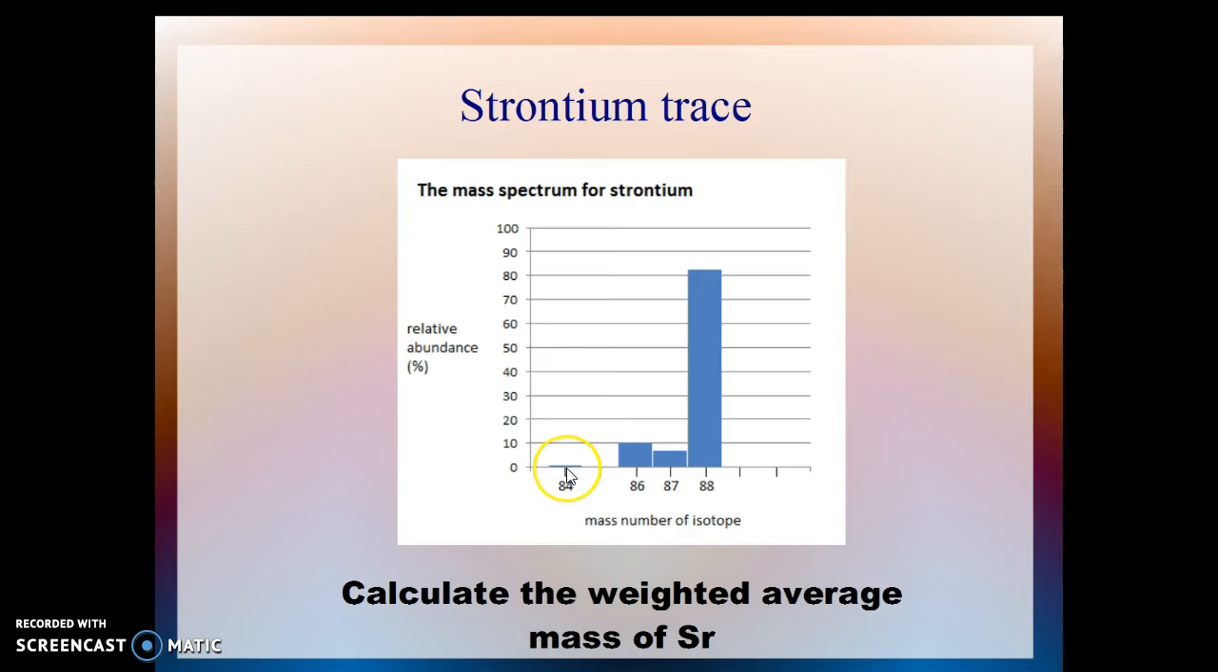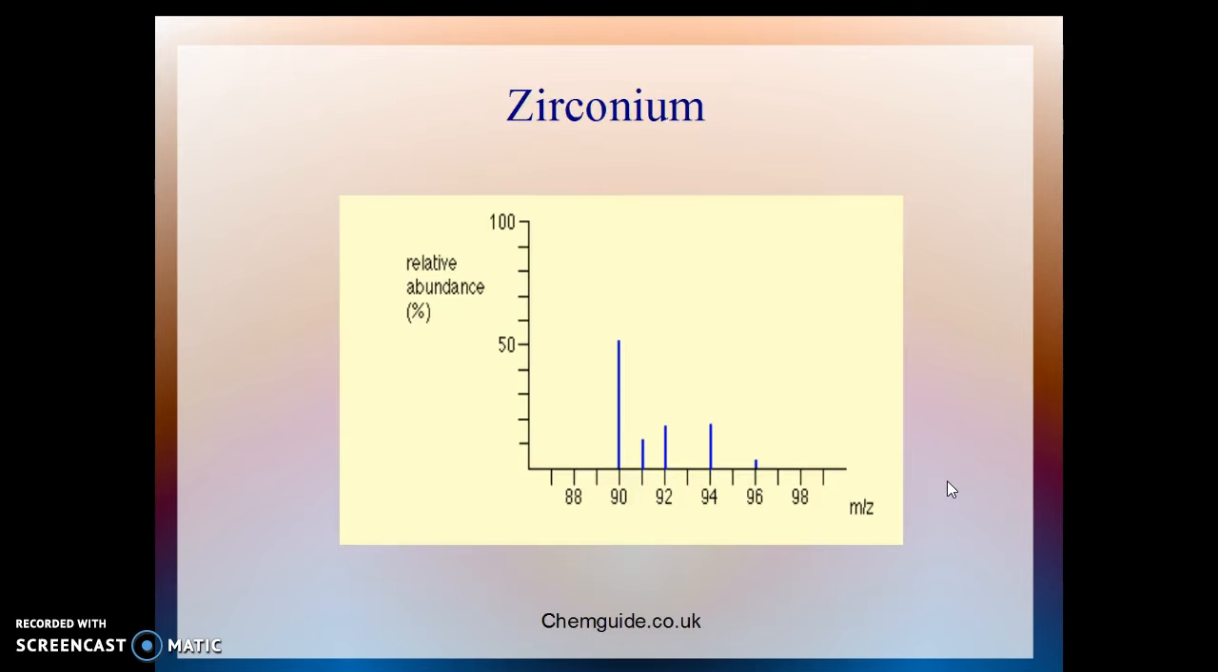and of course here's the 84, which is just 1%, by multiplying 0.01 by 84, adding the 10%, 0.1 times 86, the 7% or 0.07 by the 87, and then the 82% or 0.82 by 88. If you add up those 4 numbers, you should come up with a weighted average close to what you see on the periodic table. Here is zirconium.